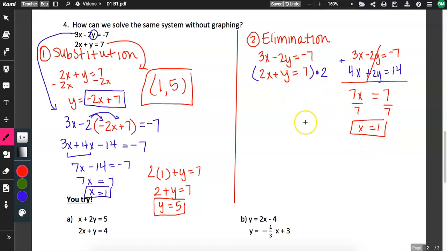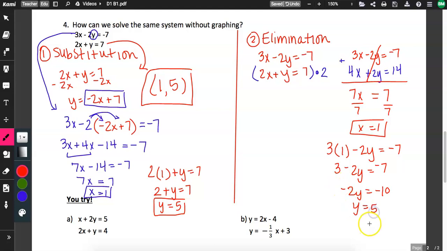Doesn't matter which equation, so I'll plug it in the first one this time. 3 times 1 minus 2y equals negative 7. All right, I'm plugging in for x so that I can solve for y. 3 minus 2y equals negative 7. Solving for y: negative 2y equals negative 10. y equals 5. So again, I got the same exact answer, which is good because it's the same system.